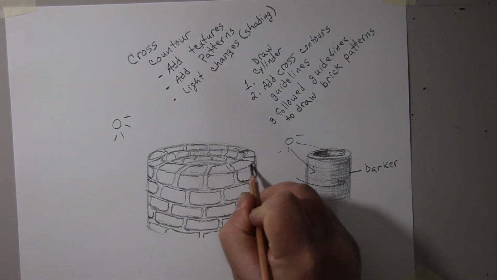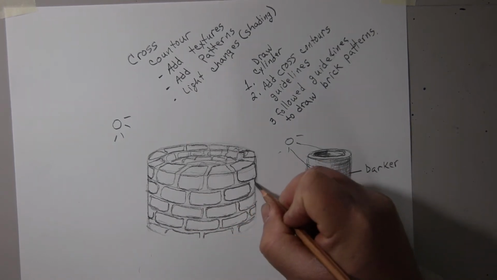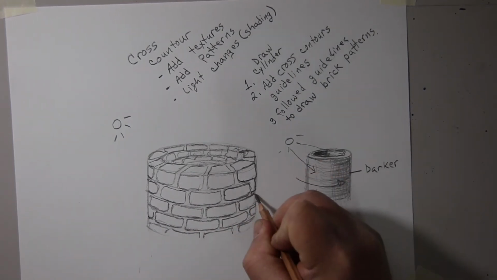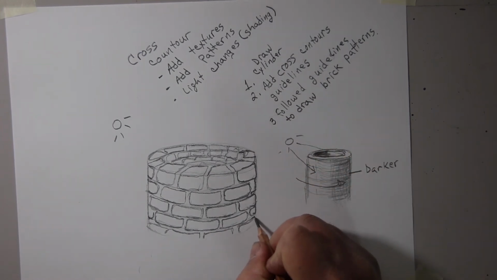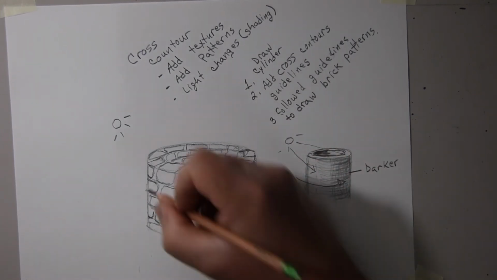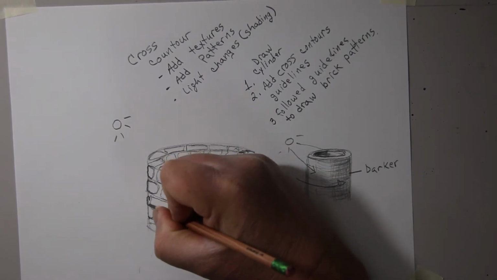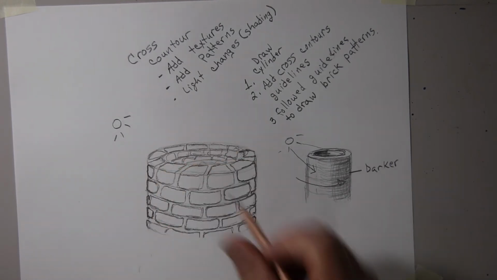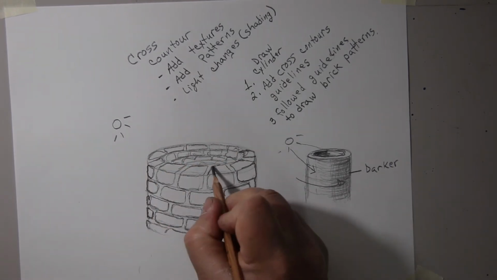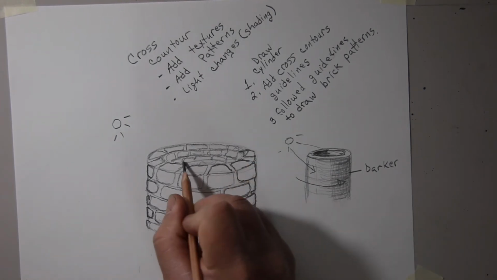Before I actually begin doing the shading on the wishing well, I'm going to go ahead and darken up the lines just a little bit, especially where the shadows are going to be. Otherwise, I may lose some of the bricks. Now I'm going to follow the same idea as I did on my little diagram, using my cross contour lines to help.